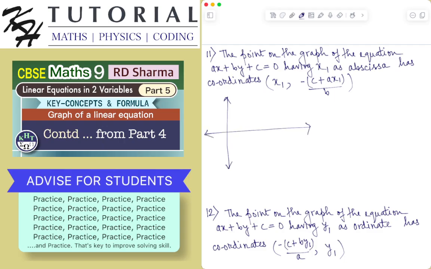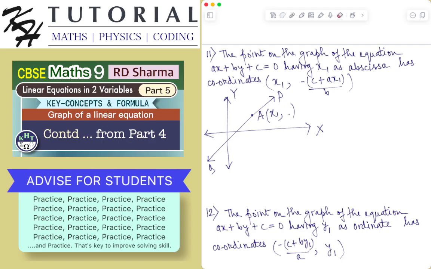I have this Cartesian plane, y-axis and x-axis. Let's say this is a straight line in general. This is the line or the graph. Let's say the line is PQ of the given equation ax plus by plus c equals to 0. The question is, there is a point A on the line or graph PQ, which is the graph of the given linear equation, and the abscissa of this point A is given to be x1. What will be the ordinate of the point A?